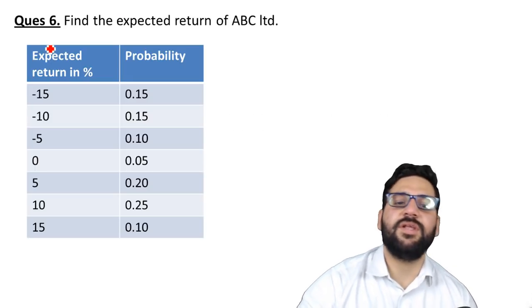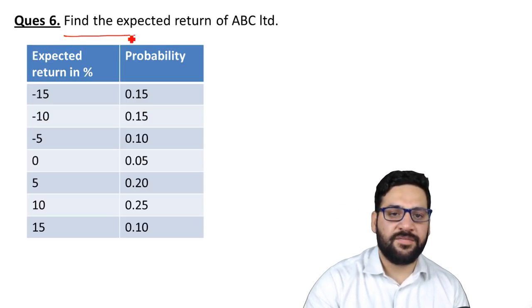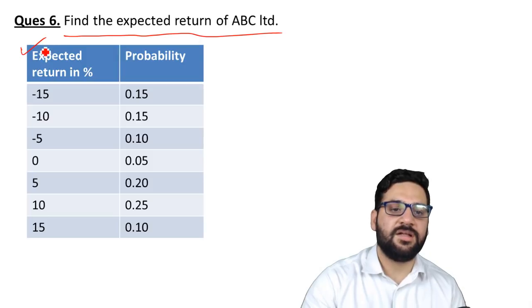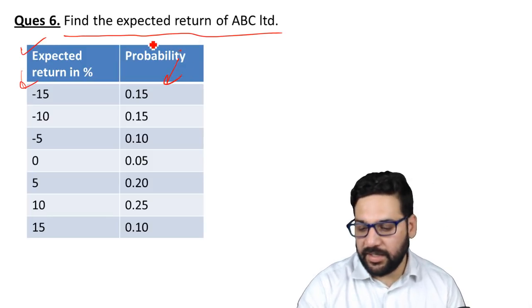This is a very important question, a very simple question actually. Find the expected return of ABC Limited. The expected return is given here, the probability is given here. So there is a simple formula that I'm going to use.